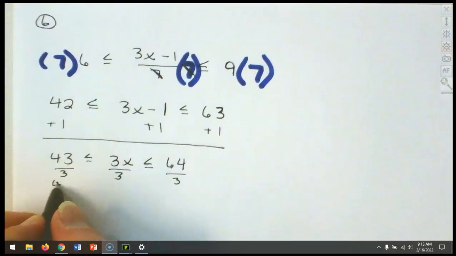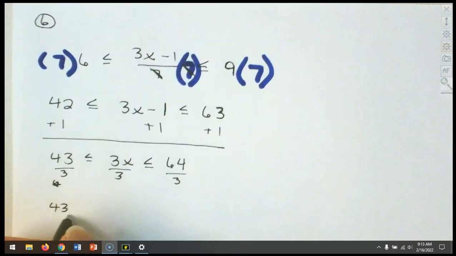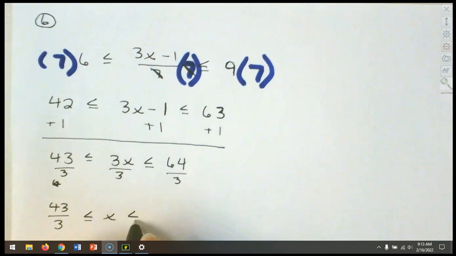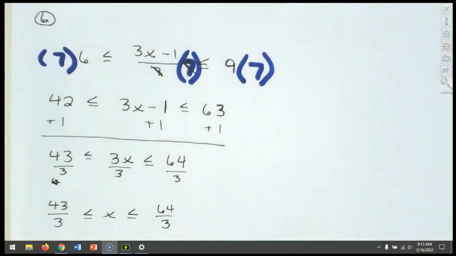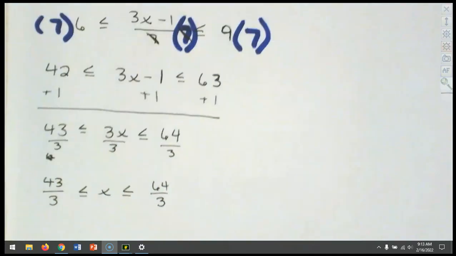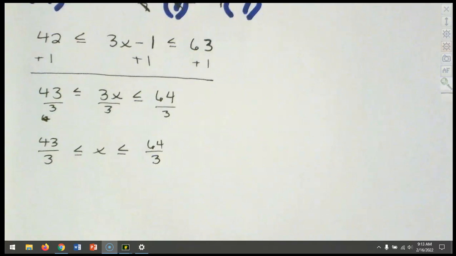So that's going to now be 43 over 3. We've got an x in the middle, and we've got a 64 over 3 on the right. And nothing's going to reduce down at all. Is everyone okay with how I did that?